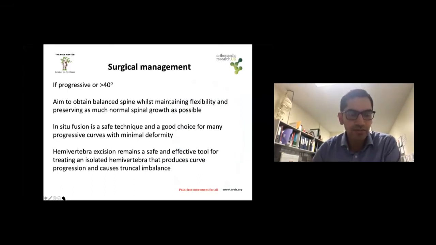In terms of surgical treatment, generally you would prognosticate depending on the configuration. If it's progressive, you would be more likely to consider surgery, or if it's greater than 40 degrees. The aim of the surgical options is to obtain a balanced spine whilst maintaining flexibility. There are different ways of approaching it. Initially, you may consider non-surgical treatment methods such as bracing. In spite of this, if it's progressive, you may consider growing rod techniques. If it still continues to progress with deformities, you can consider in situ fusion. Or if there's a significant deformity already with an imbalanced spine, you could consider a hemivertebral excision, which you can do completely posteriorly, or it can involve an anterior and posterior approach.